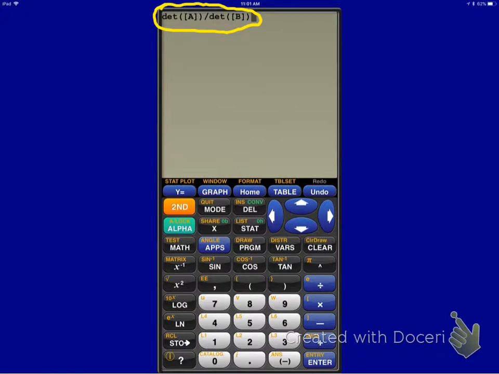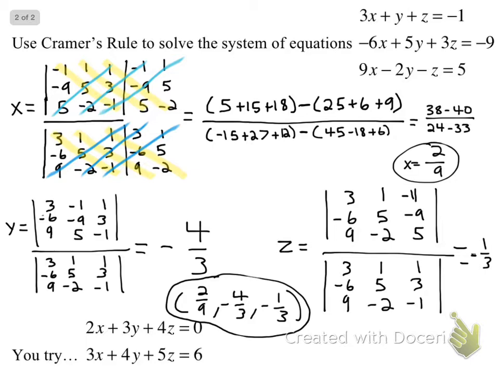Do the same thing for z. But again, you know that b right here is 9, so you can just divide by 9 as well. After you do that, you will get y is negative 4/3 when you simplify, and z is negative 1/3 when you simplify. Alright, again, I want you to find x using diagonals or expansion by minors, but then y and z you can do in your calculator.